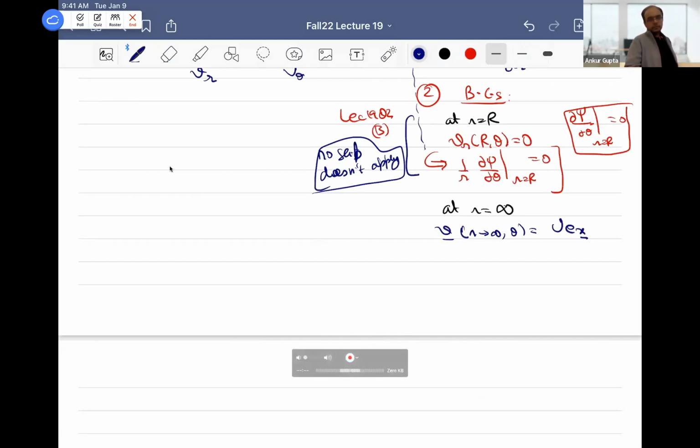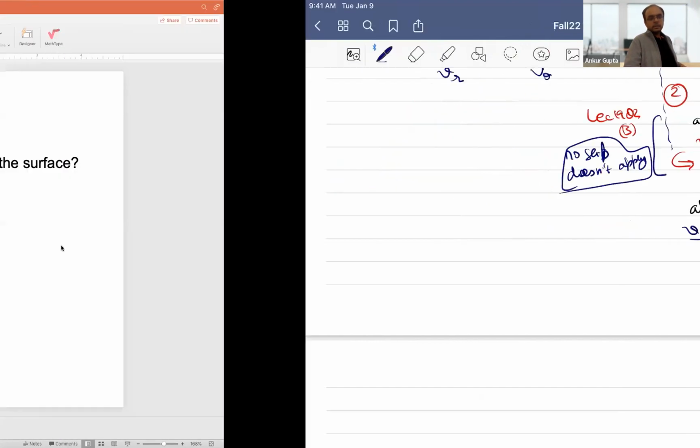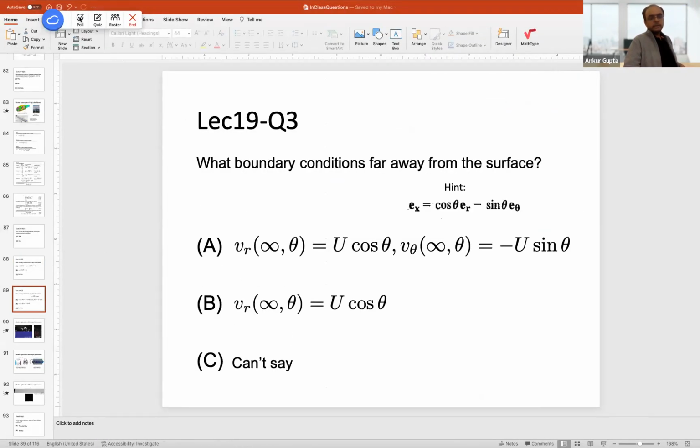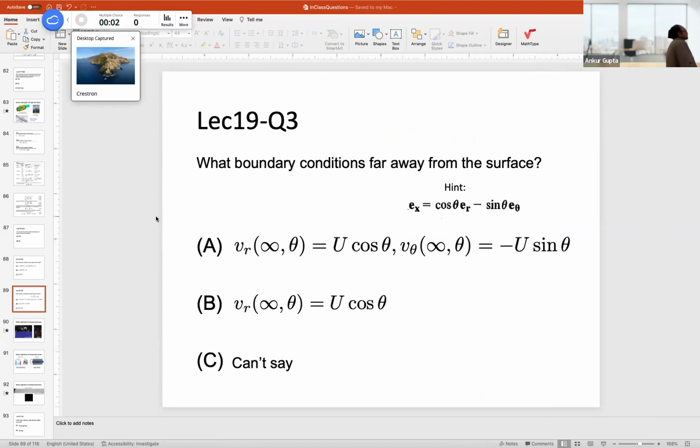So I'll just give you another poll question here: how to transform this, and the answer is very straightforward. But let's just do it. This is something you can look up in the book. I think it's in appendix A7. Because you are trying to find things in terms of VR and V theta, you need to break EX in terms of ER and E theta, right? So you just look it up on the table. What's the formula? So I'll give another maybe 30 seconds.